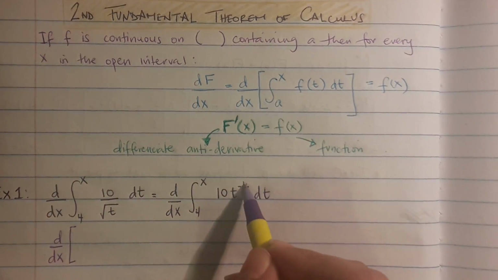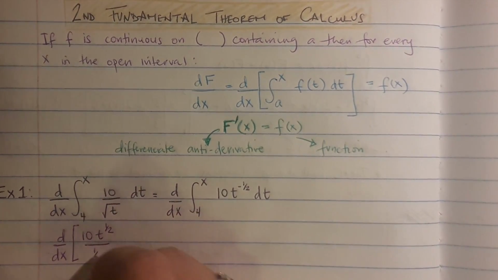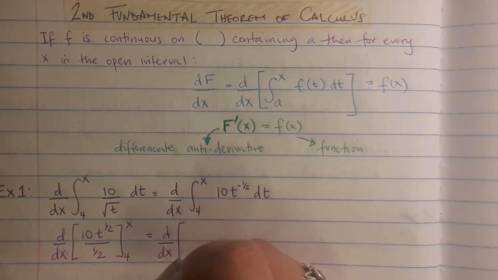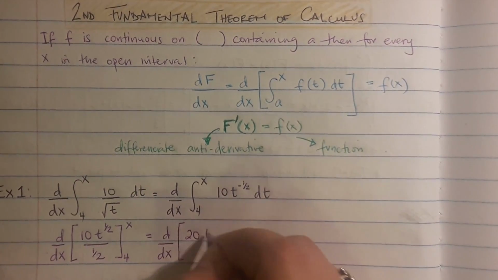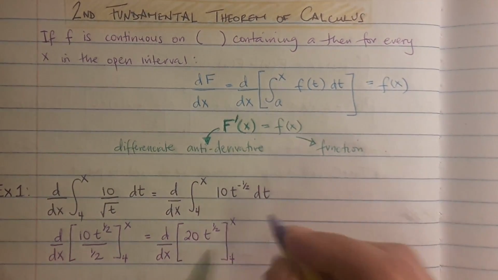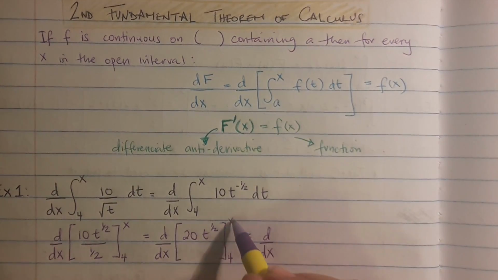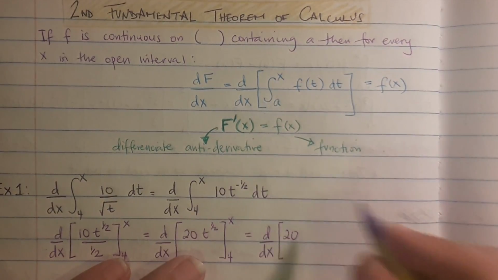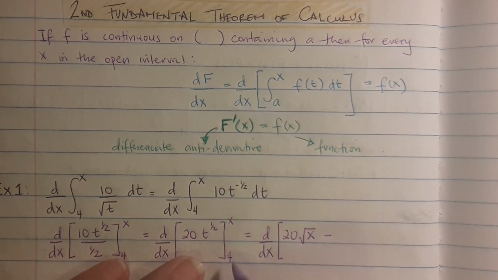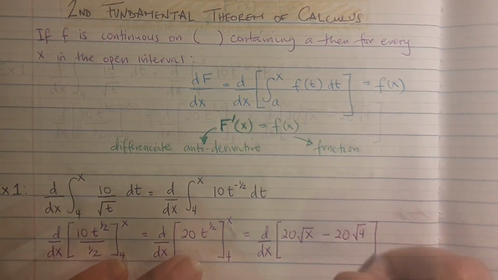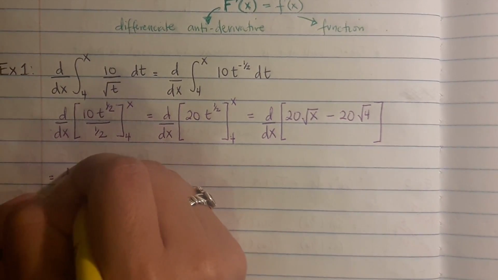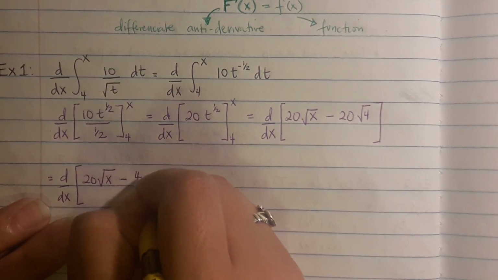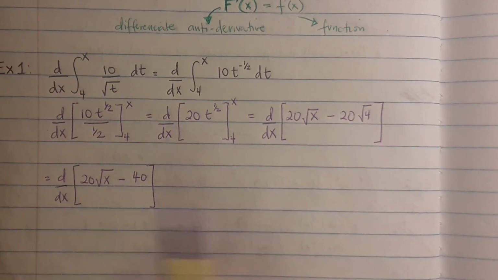Let's go ahead and integrate it because that's what it's closest to. If we integrate that, we add 1 to the power and divide by whatever we get. And if we simplify that, we're going to get 20 t to the power of 1/2, or 20 radical t. Using the first fundamental theorem of calculus, you plug in the top thing first, subtracted by the bottom thing, into the equation. Go ahead and evaluate that. So you're going to get the derivative of 20 radical x minus 20 times the square root of 4, which is 2, so 20 times 2 is 40. Now we have the derivative of that.